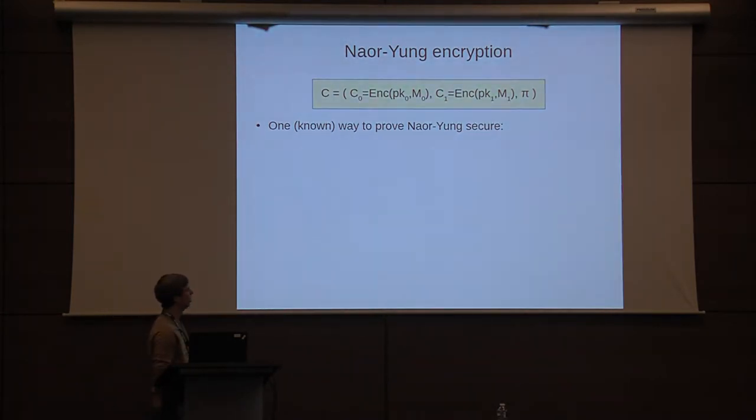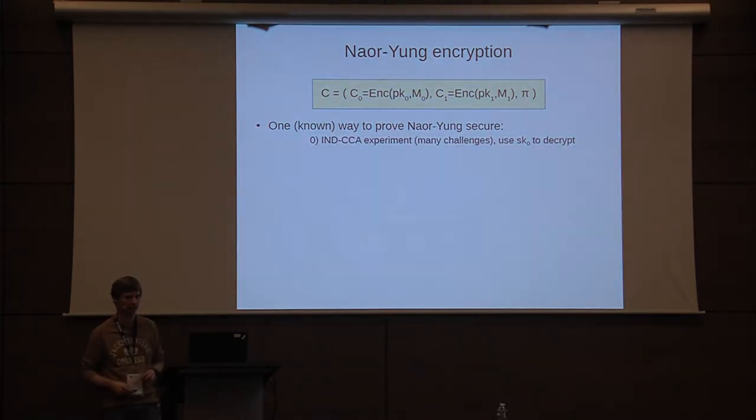I don't think it's the first way to prove it secure, but there have been several proofs of Naor-Yung. And this is one of them which particularly meshes well with what we want to do. Okay, so you start with the CCA experiment, and there in the honest scheme you use the secret key 0 to decrypt. If you want to decrypt, you just need one secret key, right? You rely on the consistency proof that M0 is M1, and you would get the same thing if you use the other secret key, but actually you just need one secret key, right?